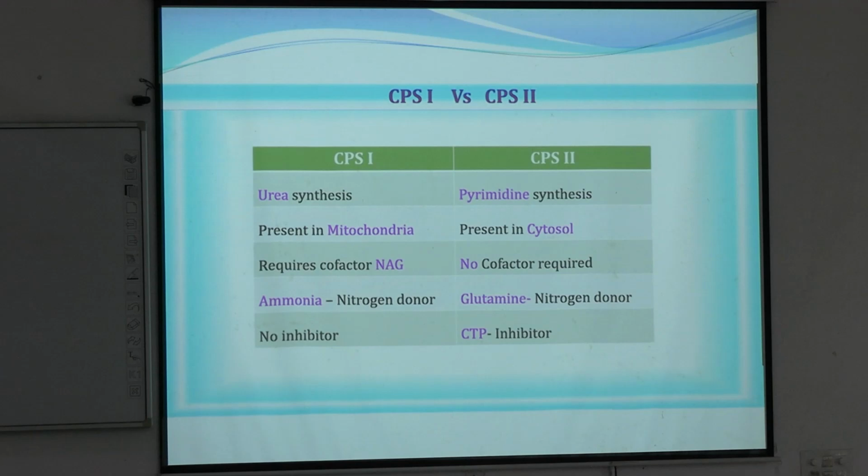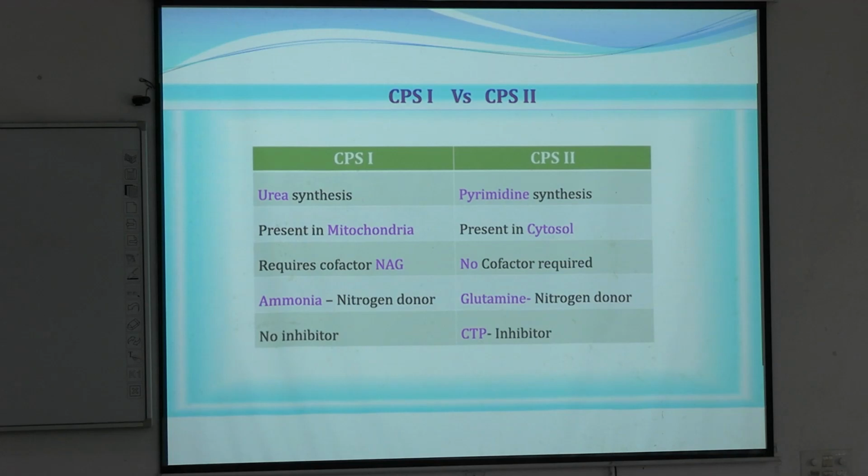Now, CPS1 or carbamoyl phosphate synthetase 1 is seen in the urea cycle, and the similar enzyme, CPS2, carbamoyl phosphate synthetase 2, is seen in pyrimidine synthesis. So the difference between CPS1 and CPS2 is often asked. You may write these points.